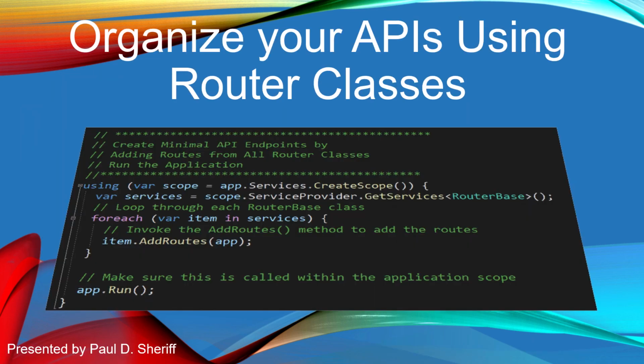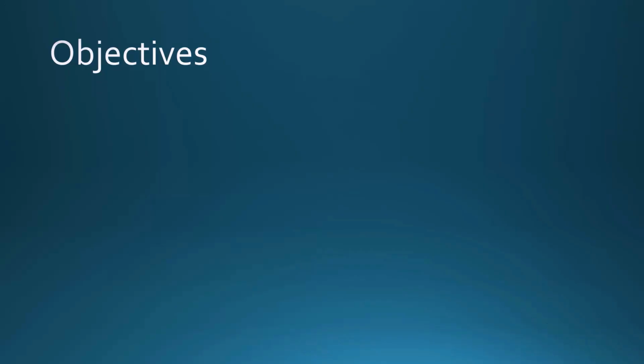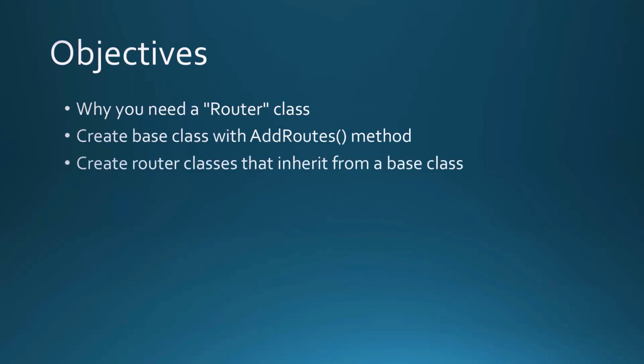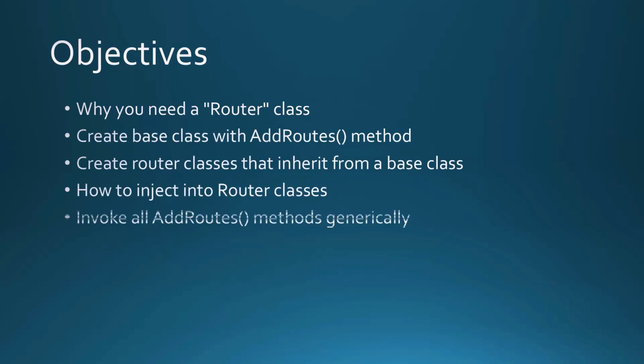This lesson is learning how to organize your APIs using router classes. The objectives for this lesson are to learn why you need a router class. We're going to create a base class with an add routes method. We're going to create router classes that inherit from that base class. And we're going to learn how to inject into these router classes. And we're going to learn how to invoke the add routes method very generically.